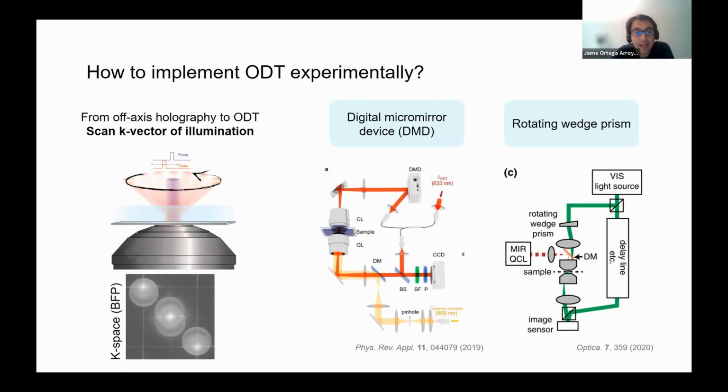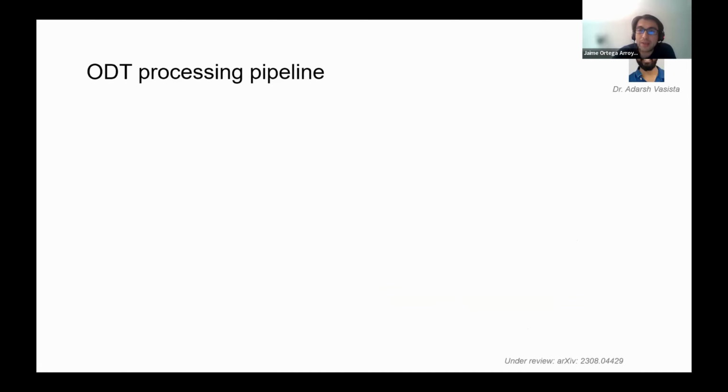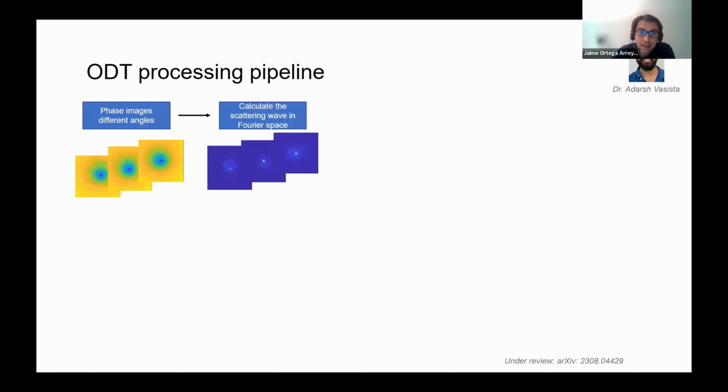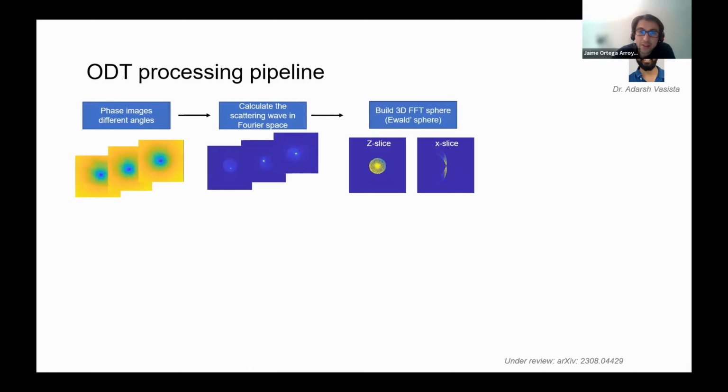And so here became the next challenge. Luckily for us, we had this wonderful postdoc called Adarsh, who developed this ODT processing pipeline, and I'll very quickly walk you through it. If you have more details, you can ask him directly. The way this works is that you get your phase images from different angles. From those, you can calculate the scattering wave in Fourier space. You stitch them all together to generate this Ewald sphere. In a way, you can think of this as your 3D scattering spectrum.